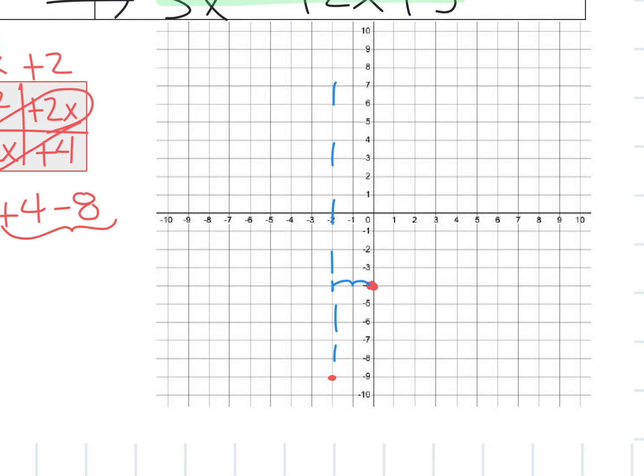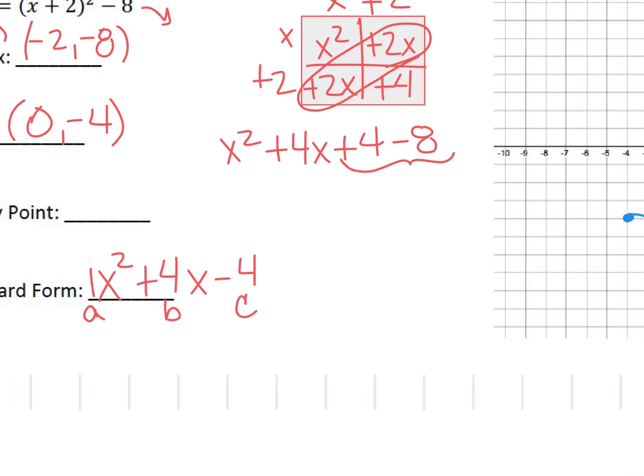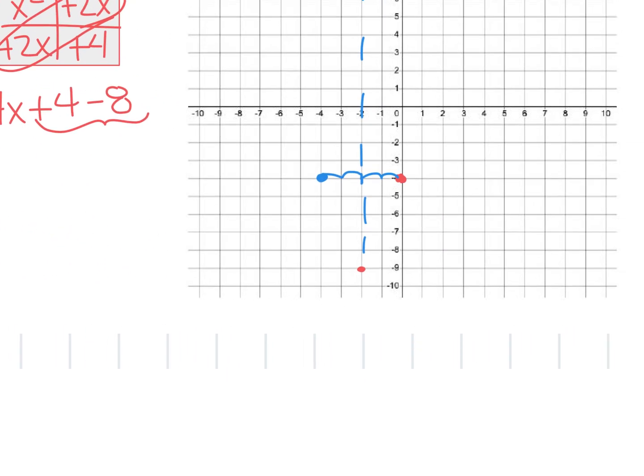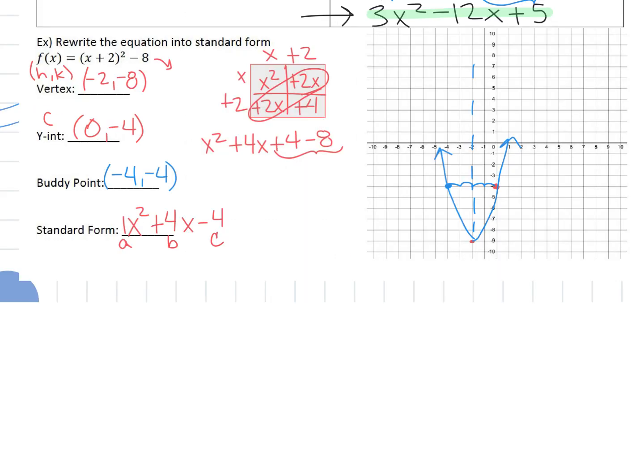So where do you think the buddy point is going to be on the other side? How many do I need to go over? I need to go 2 to the left now. This is going to be my buddy point there. What is that? -4, -4. I'll show you also in the computer, but that is how you can find that buddy point, because remember the axis of symmetry is going to split it in half. So when we draw our parabola, it looks like this. So now we've drawn our graph. We filled in all the pieces. We can put this in Desmos to double check everything. So let's have a look at that.